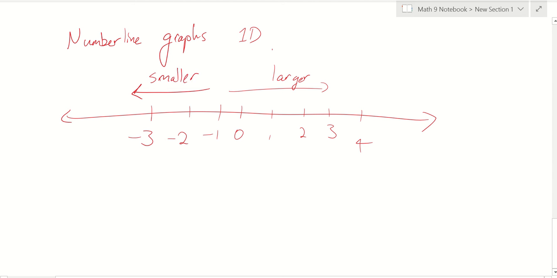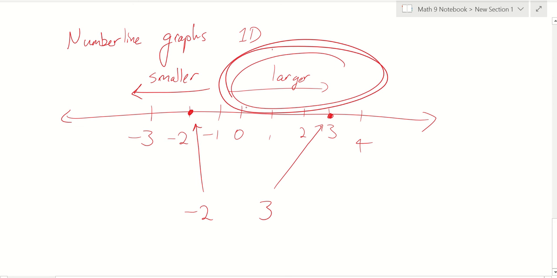So really if we are looking at two numbers here, let's say I have -2 right here, and then let's say I have 3 right here. Well, 3 is more to the right than -2 on this number line. What that means is that 3 is larger than -2. So we would draw the inequality symbol with the sort of alligator teeth facing the larger number.